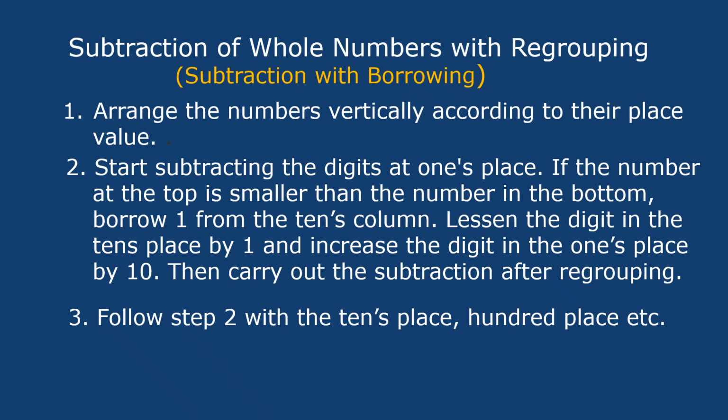Step number 2, start subtracting the digits at the ones place. If the number at the top is smaller than the number at the bottom, borrow 1 from the tens column. Lessen the digit in the tens place by 1 and increase the digit in the ones place by 10. Then, carry out the subtraction after regrouping. And step number 3, follow step number 2 with the tens place, hundreds place, etc.